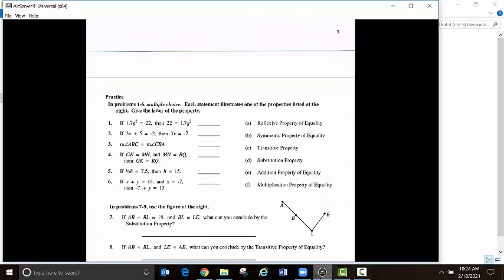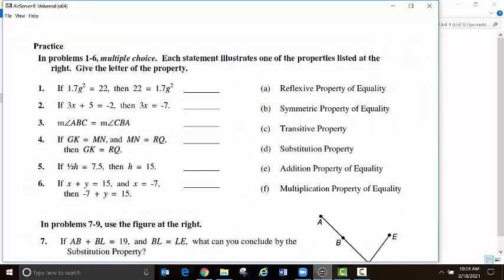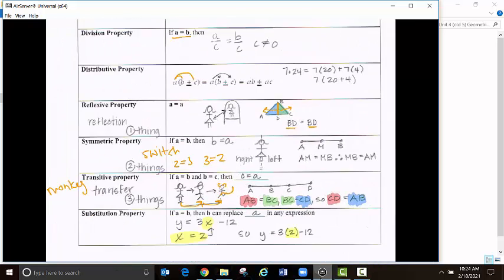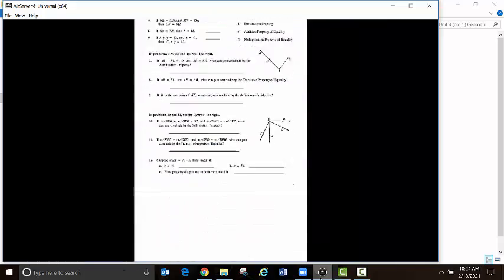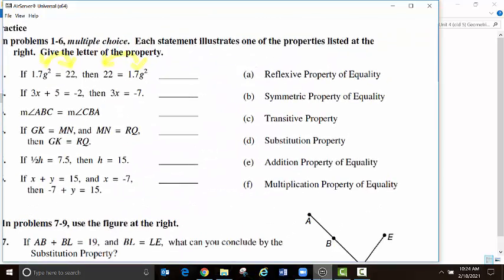All right. So I'm going to have you work on these with your group, but I want you to see if you can identify the property that's being used. For example, if 1.7g squared equals 22, then 22 equals 1.7g squared. Look, they switched. If you go back here, which one of these allows you to switch? Oh, the symmetric property allows them to switch places, so this must be B.